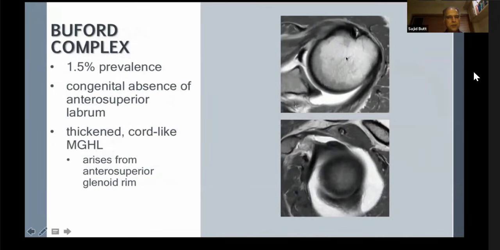Another important anatomical variant is the Buford complex, which is congenital absence of the anterosuperior labrum, along with a cord-like thickening of the middle glenohumeral ligament. So that's the axial image. Notice that the labrum is missing in the upper half, and there is a thick cord-like middle glenohumeral ligament. In the sagittal image, notice how thick the middle glenohumeral ligament is. The labrum is intact here, but above the 3 o'clock, it's missing there. That's seen in about 1.5% of patients. It's a normal variant. Don't call that abnormal.